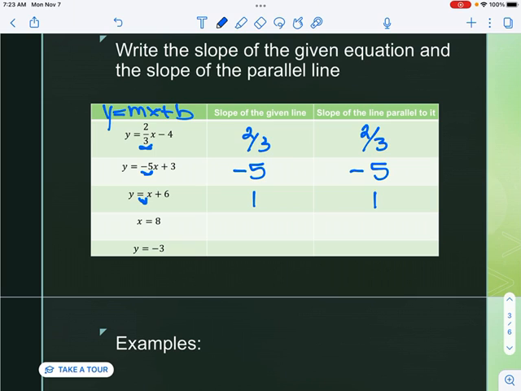Now, here's our two specials, just to practice them. x equals 8. Remember, that's a vertical line, and my slope is undefined. So if my slope is undefined for the given line, the slope of the line parallel to it will be undefined. And then the last one, y equals -3. That's a horizontal line. And remember, the slope of every horizontal line is 0. So the slope of the line parallel to it will be 0 also. Okay, so that's just practicing finding the right slope.